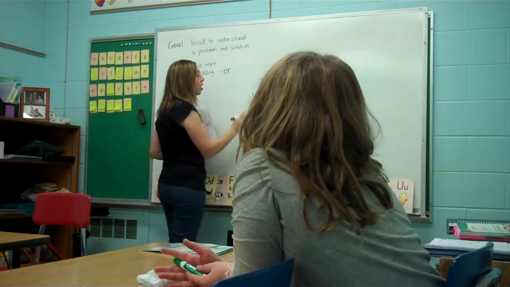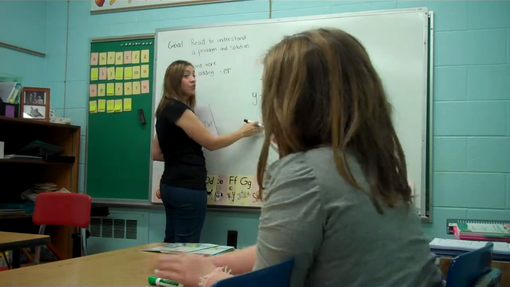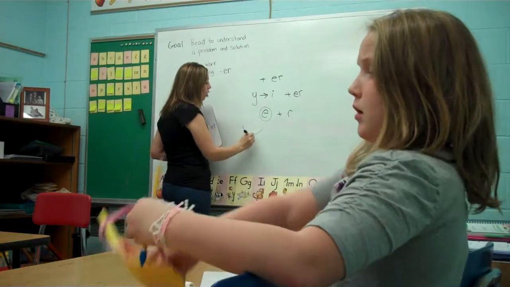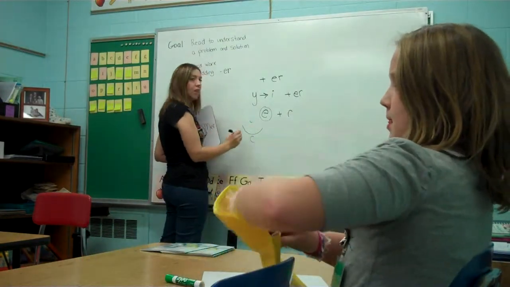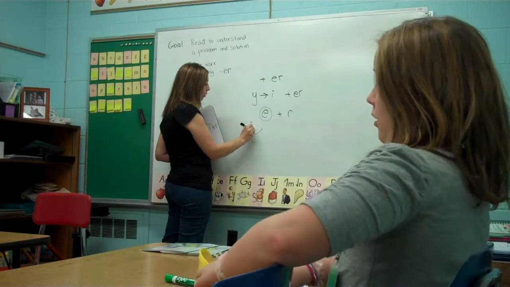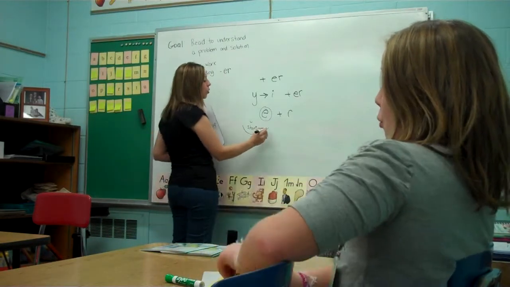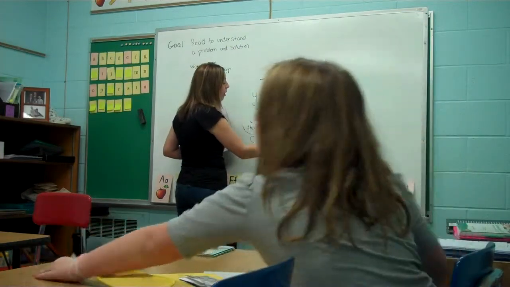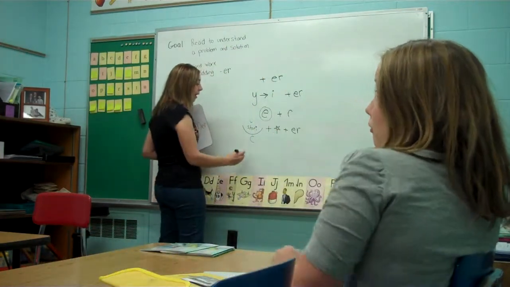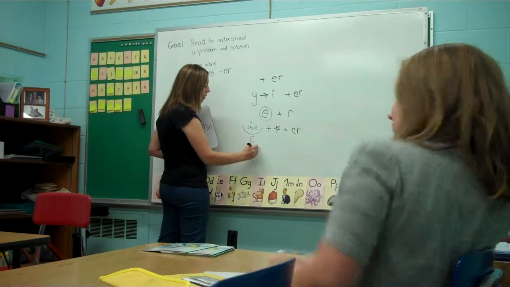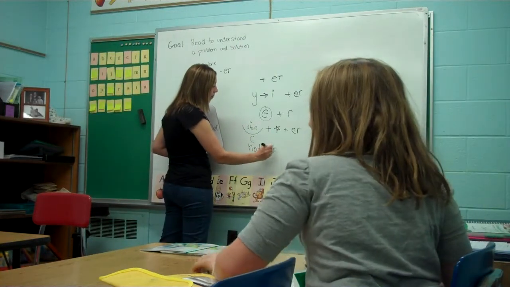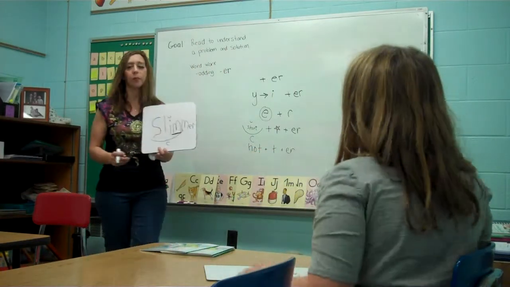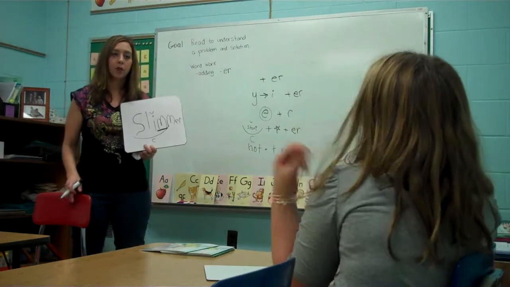So we have add regular ER, which means change the Y to I, then add ER. If there's an R and E there, we just add an R. And then sometimes we have a closed syllable word with a short vowel. Then we add a bonus letter, and then we add the ER. Like in the word hotter. Hot, add a T, and add the ER. Hotter. I'm hotter. You are hotter.